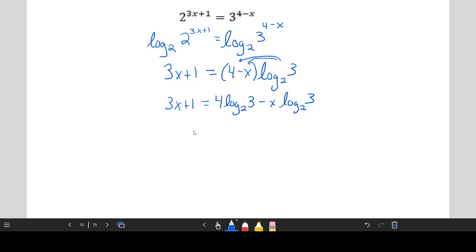And keep in mind our goal, right? What are we trying to do? We're trying to solve for x. So on the left we have 3x plus 1, and on the right we have a number minus x times a number. That's what we have.